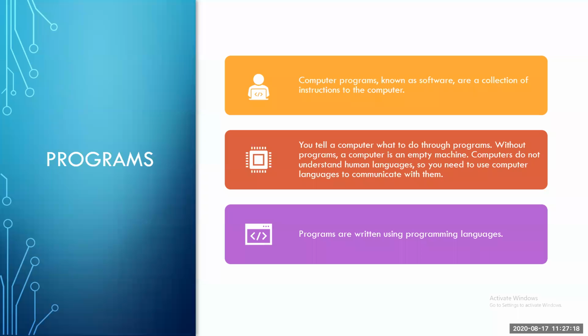So computer programs are also known as software. They are a collection of instructions to the computer. So you're telling the computer, hey, store this data, calculate whatever mathematical equation, then print out that mathematical equation. All it is is instructions. And obviously the CPU runs off machine language, which is 1s and 0s. But we program in high-level languages, which are much easier to read as programmers.